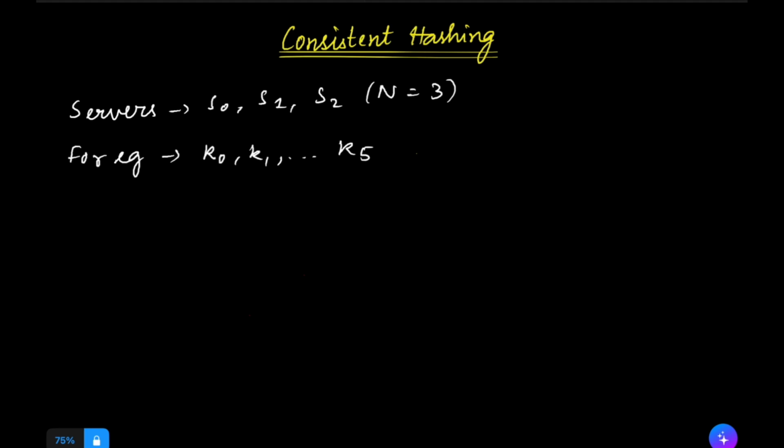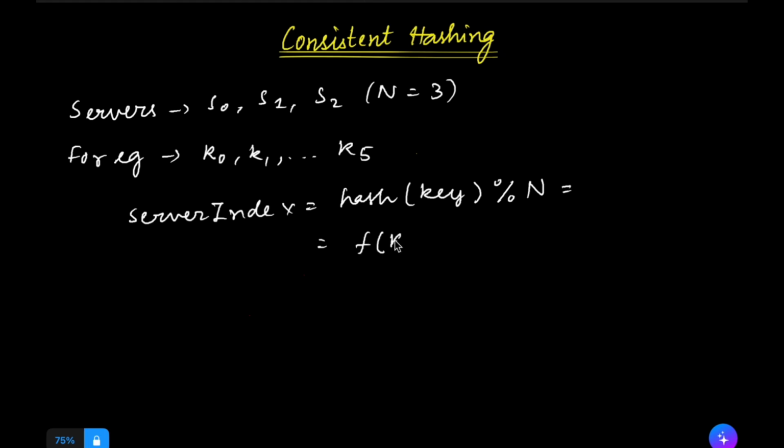For this, to find the server index for a particular key, we use a formula: we hash the key and then take the modulo with the number of servers to get the server index. Suppose we use a hash function for key 0 and the value is 15. Let's take it to be 17 to better understand, because 15 was divisible by 3. 17 modulo 3 is 2. So key 0 will be mapped to server 2.